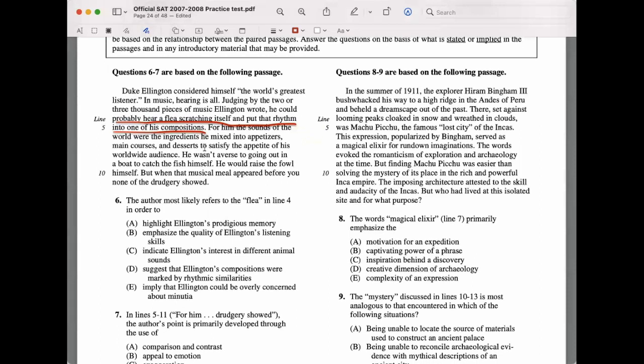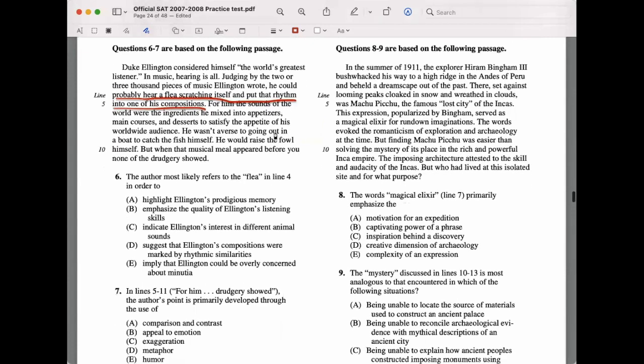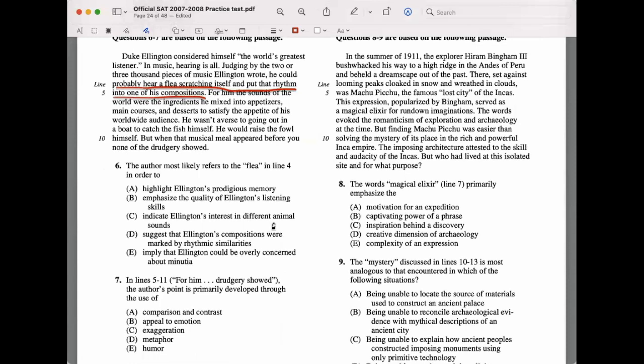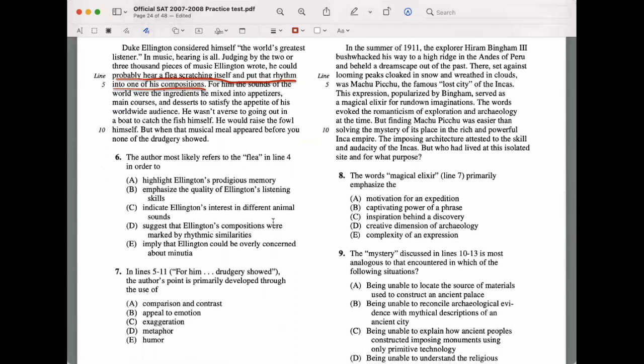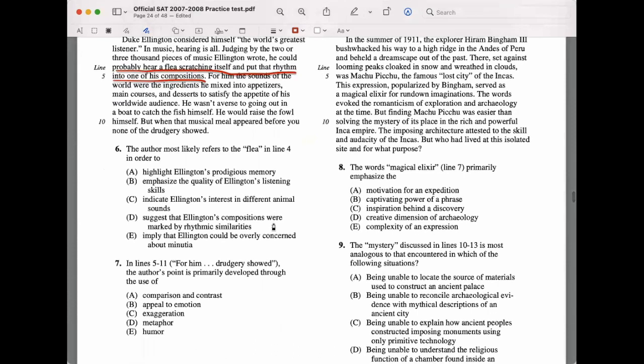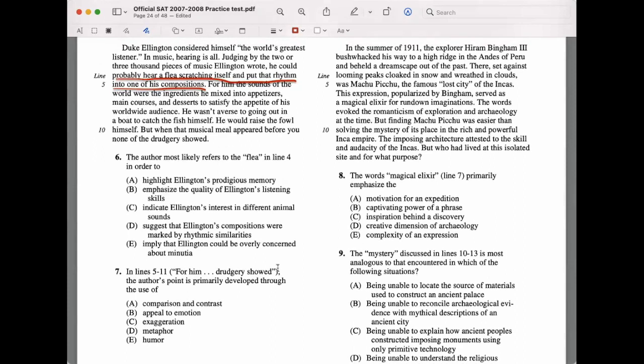The author most likely refers to the flea in line 4. He could probably hear a flea scratching himself. So what's the purpose of that? A: Highlight Ellington's prodigious memory. B: Emphasize the quality of Ellington's listening skills. C: Indicate Ellington's interest in different animal sounds. D: Suggest that Ellington's compositions were marked by rhythmic similarities. E: Imply that Ellington could be overly concerned about minutiae.